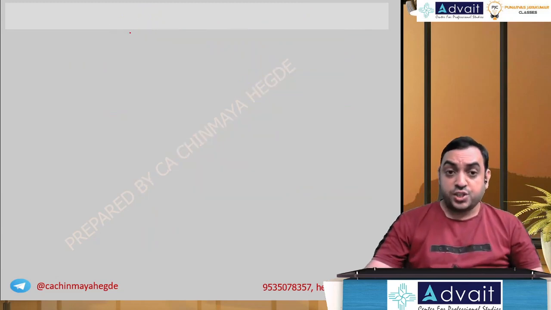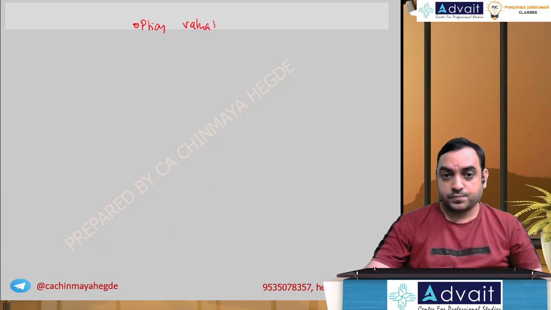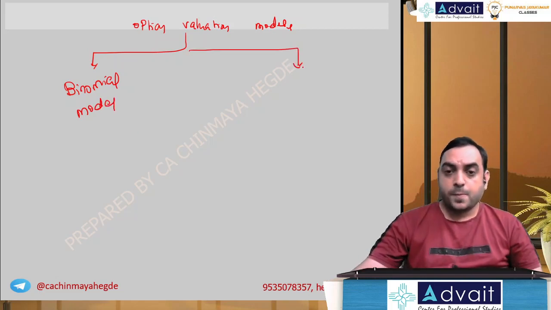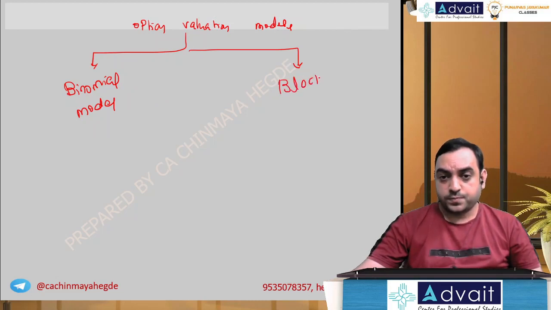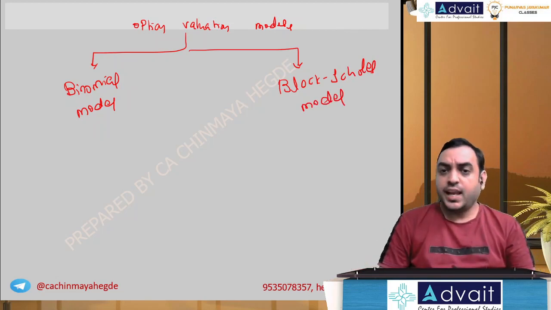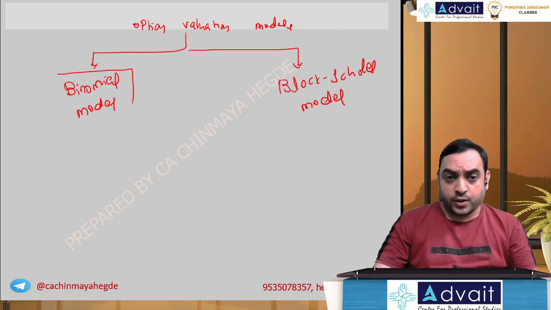Next, option valuation models. Broadly, we have two methods. One is the binomial model. Then we have the Black-Scholes model. Binomial model, and then we have Black-Scholes model. I'll explain both. Now, in the binomial model, there are two approaches.